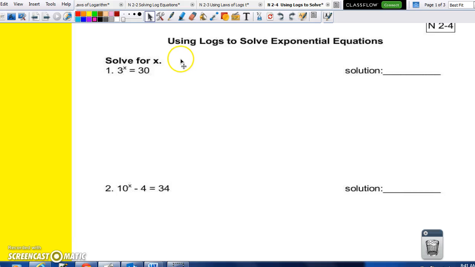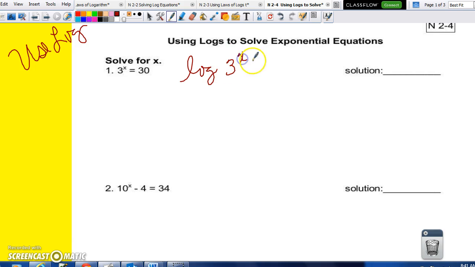Okay, class, today we're going to be doing using logs to solve exponential equations. So it wants me to solve for x. I know that in order to do this, I have to use logs. I'm going to change my exponential form to a log form. Remember, we talked about the importance of knowing how to do this. So I'm just going to make log on both sides. So I have log of 3 to the x equals log of 30.